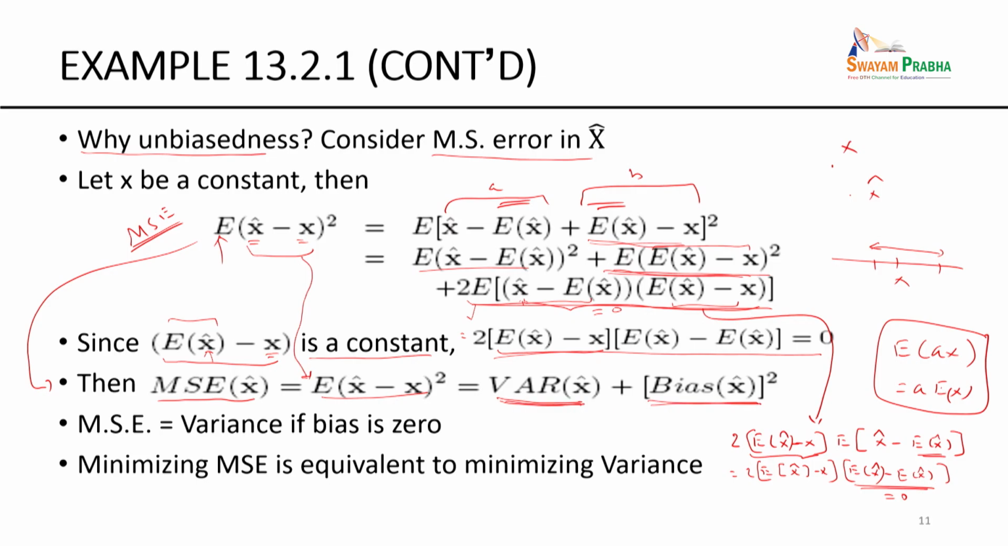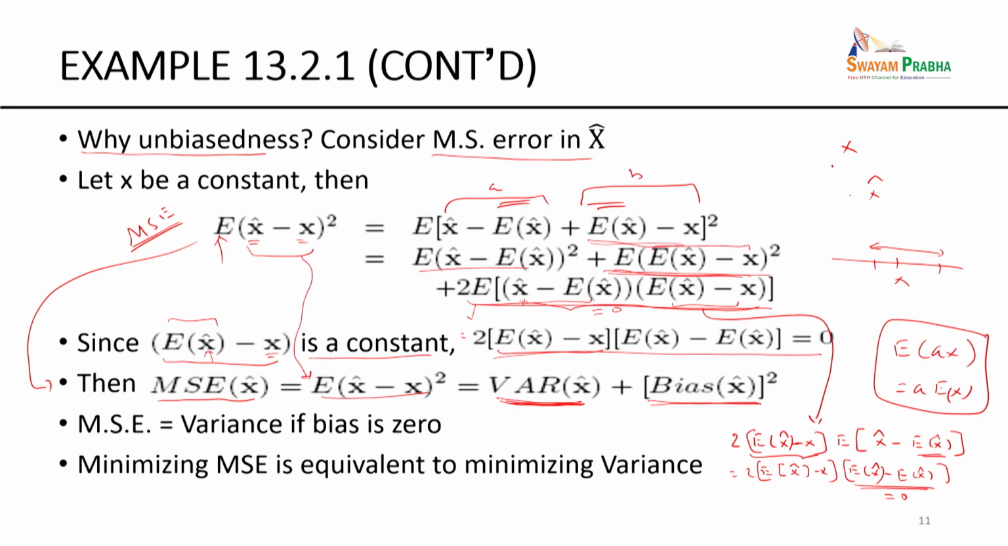Now when will the mean square error be minimum? I can't change the variance of x hat. The variance of x hat depends on the number of samples, nothing else, which we have already seen. Bias square is a positive quantity. So the bias adds to the mean square error. So if I want to minimize the mean square error, the bias has to be 0.